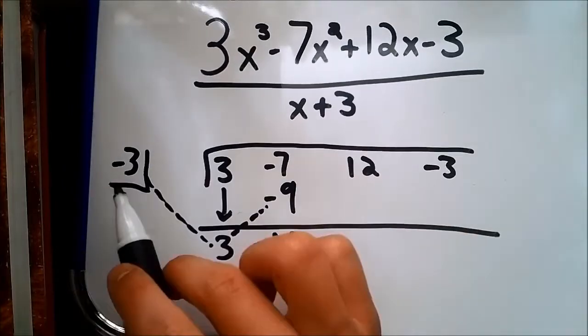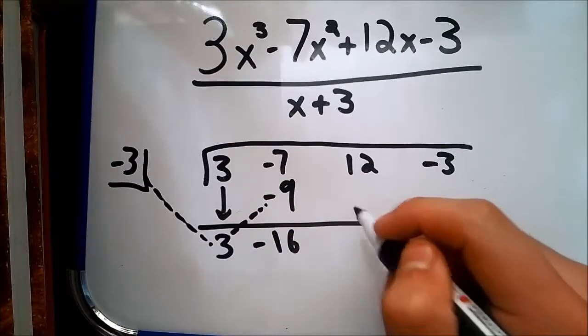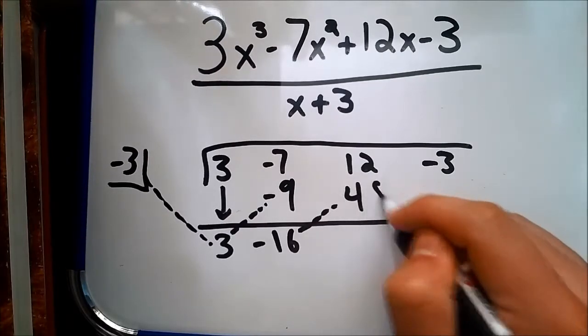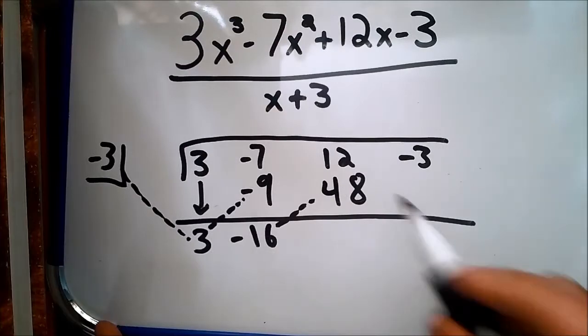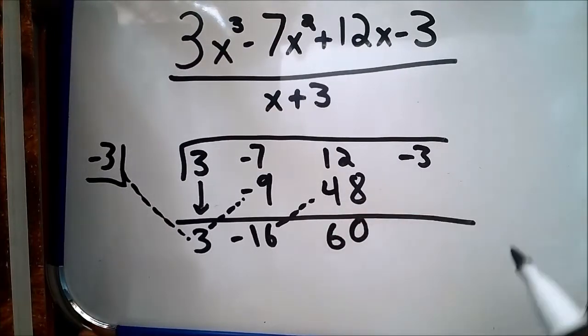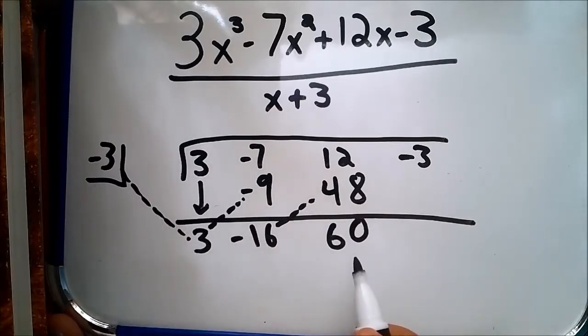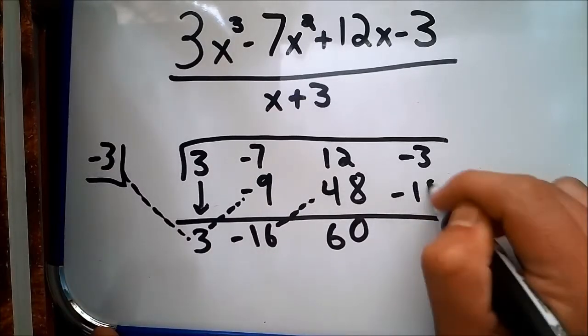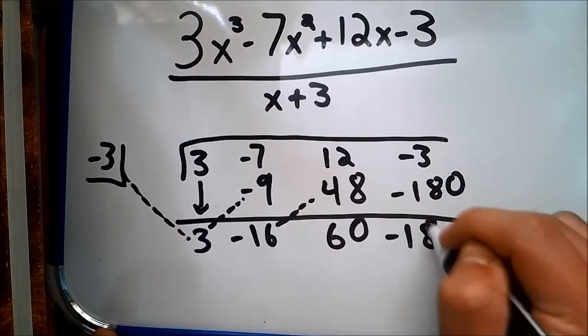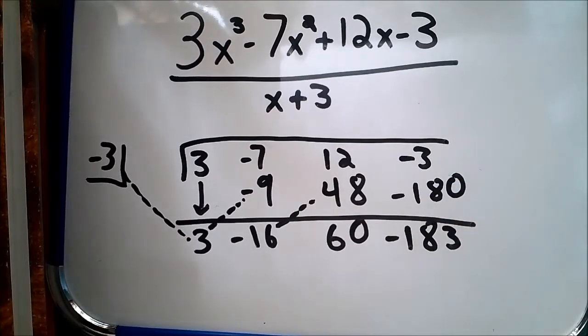So then you're going to do -3 times -16 again. And remember, up here, put 48. So then we can add 12 and 48 together, and we get 60 right here. And then we do -3 times 60, which is -180. So then we add that right there, and it gives us -183.